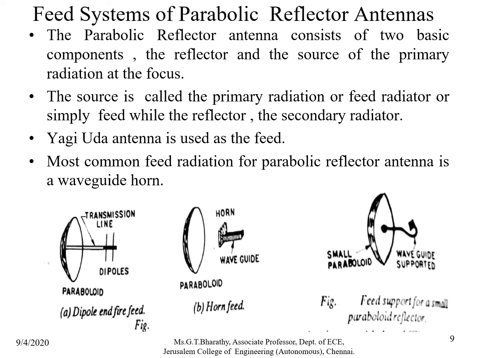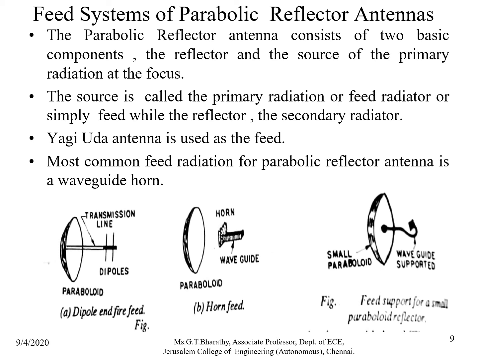The source is called the primary radiator, or feed radiator, or simply the feed. And the reflector, the paraboloid, is called the secondary radiator. Dipoles also can be used as feed antenna, but they provide lesser efficiency. So Yagi-Uda can be used, and the most commonly used feed antenna is the waveguide horn.